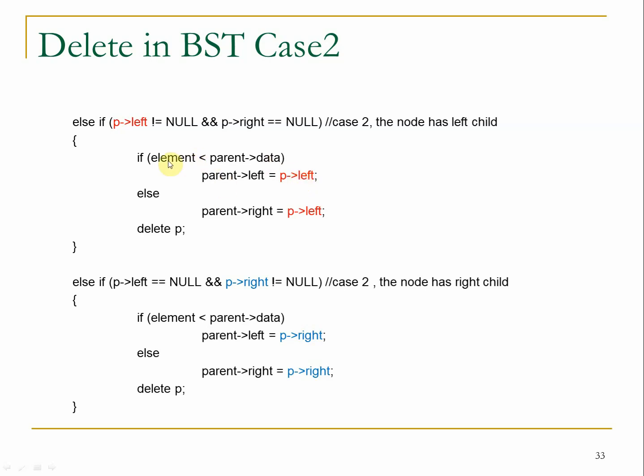If it's the other case, where the element is greater than the parent's data, then parent to the right will equal P to the left. That's under the situation that the node you want to delete has a left child. Otherwise, if the node you want to delete has a right child, what you will need to do is find out whether it is the left side of the parent or the right side of the parent, and then bypass it so that it goes to P to the right child.